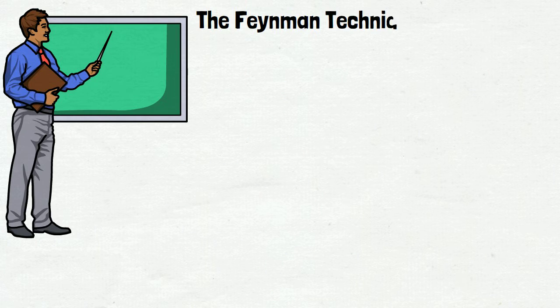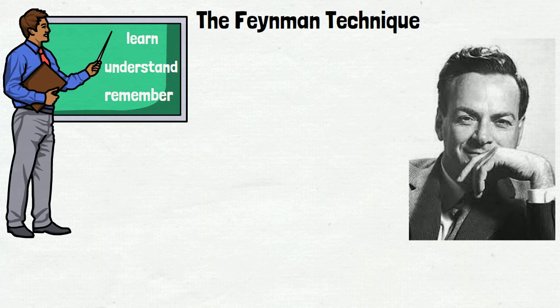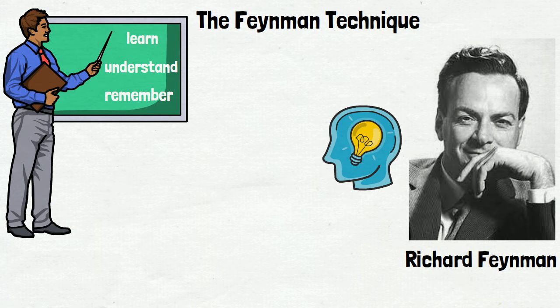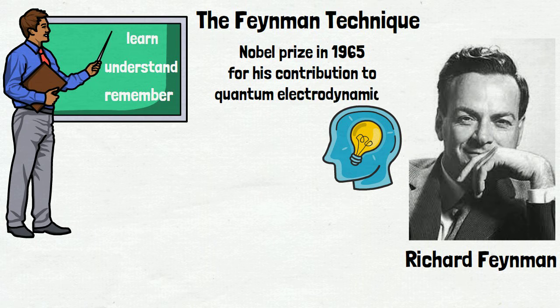The Feynman Technique is a method to learn, understand, and remember better using 4 steps. It was designed by the American theoretical physicist Richard Feynman. The man was a genius. He even won a Nobel Prize in 1965 for his contribution to quantum electrodynamics.